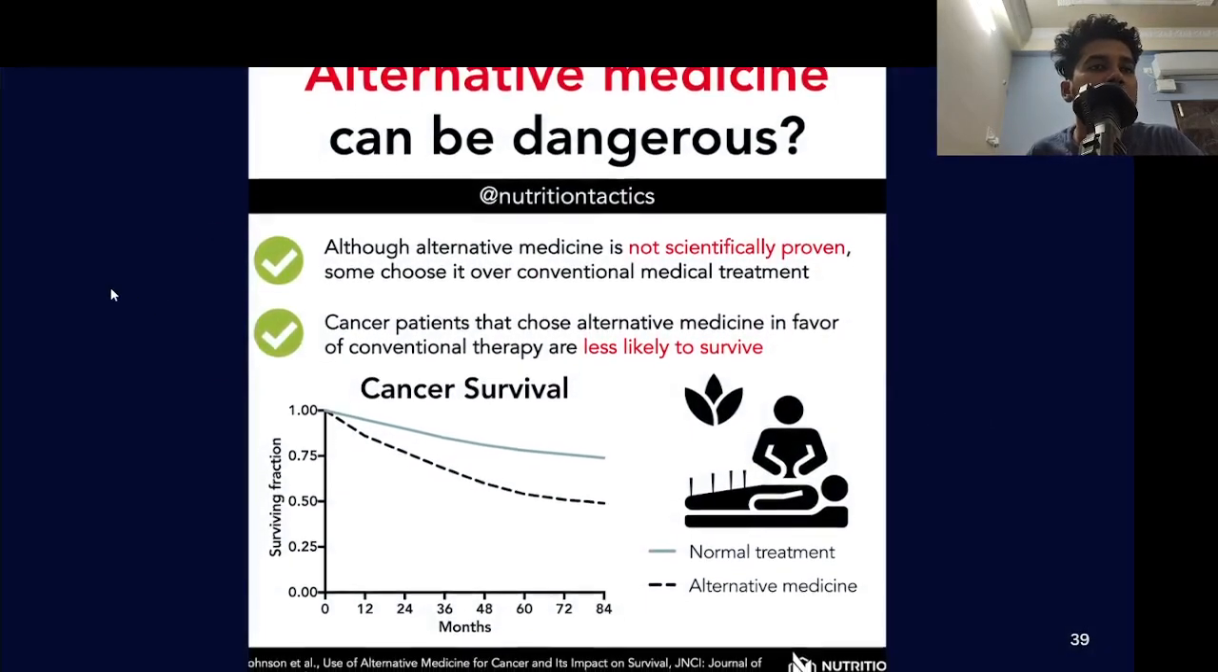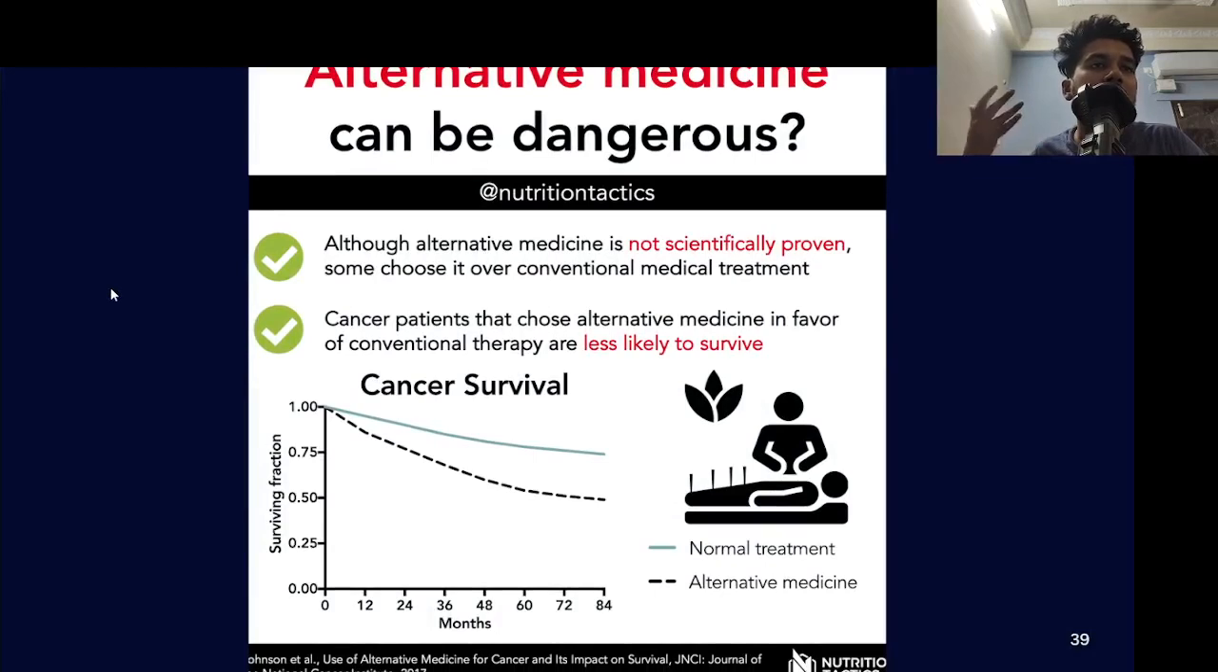Let's talk about now that we have read and understood different types of alternative medicine. Can alternative medicine be dangerous? So alternative medicine is not clinically proven, but some choose it over conventional medical treatment. For example, cancer patients that choose alternative medicine in favor of conventional medicine are less likely to survive, as per this graph.